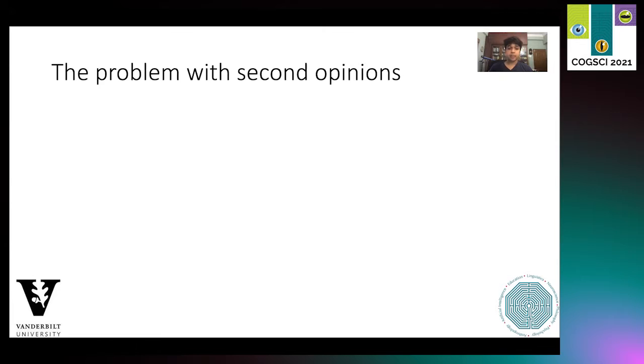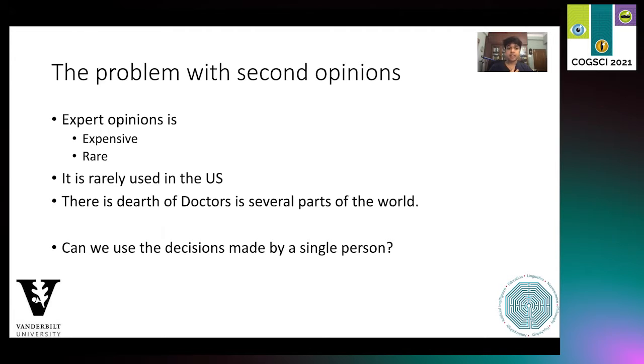But there's a problem with second opinions. The first problem is that it's expensive and therefore it's rarely used in the US. And it's also rare because there's a dearth of doctors in several parts of the world. So, can we use the decisions made by a single person and improve their accuracy?